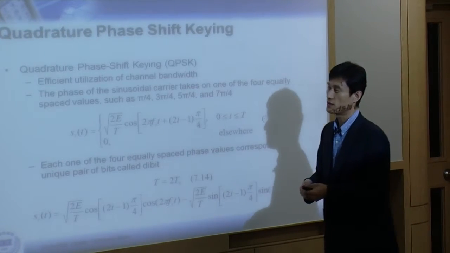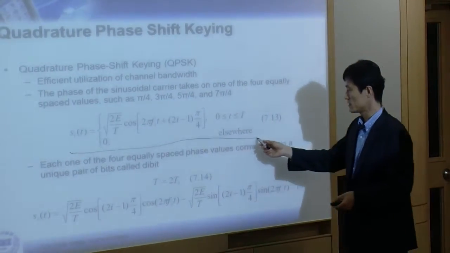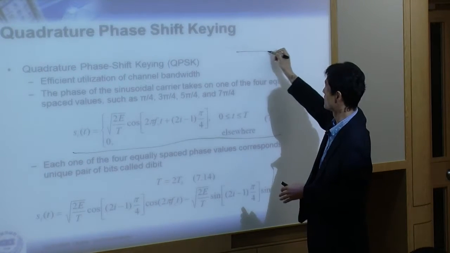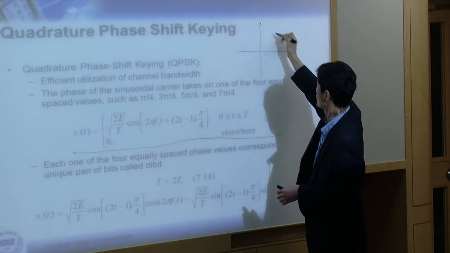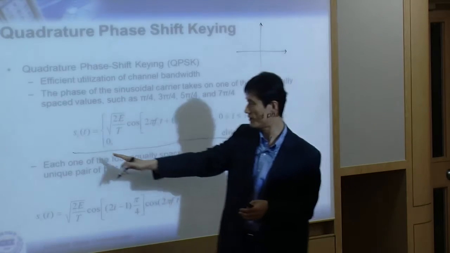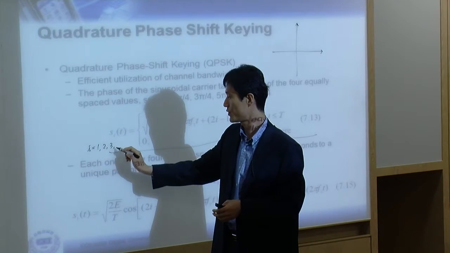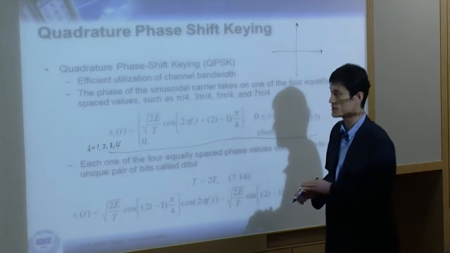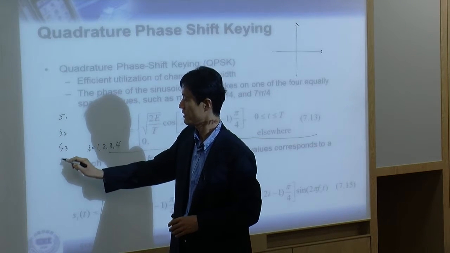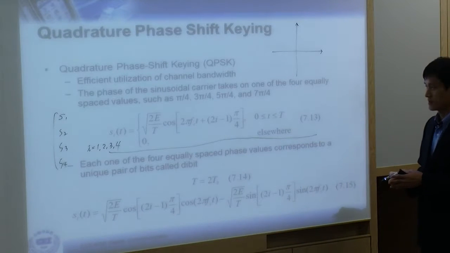But the more common QPSK is this signal. So this equation is simple, to tell you what each symbol looks like. We have i should be 1, 2, 3, or 4 because we have 4 symbols. So simply we have S1, S2, S3, S4. We have 4 different possible symbols.